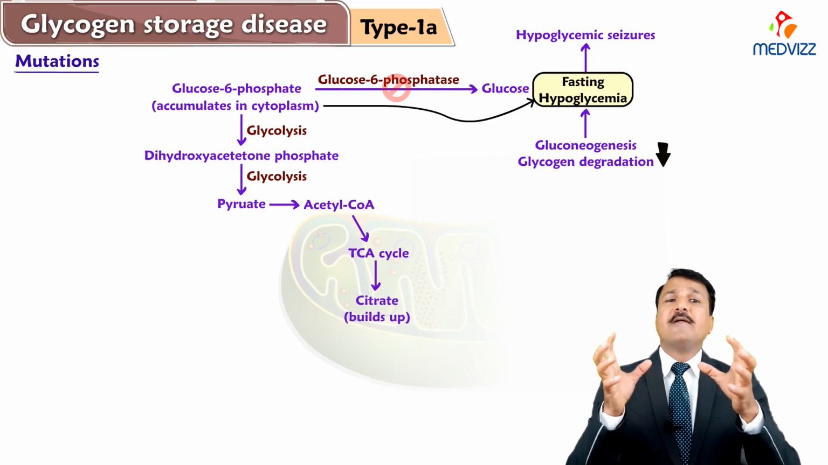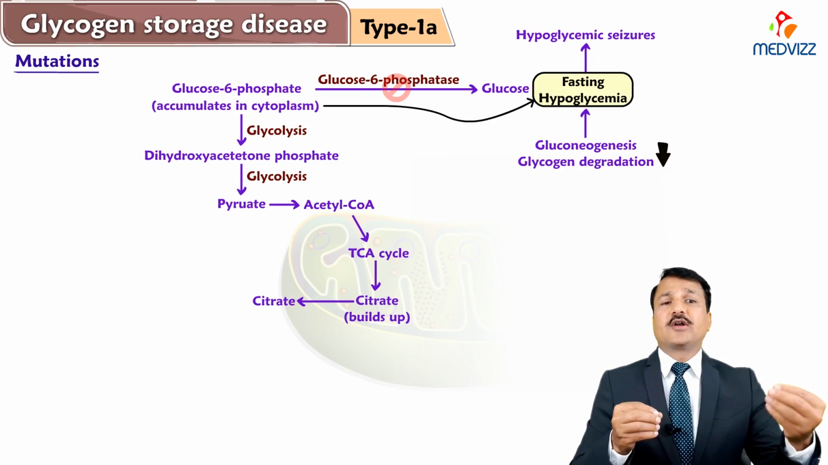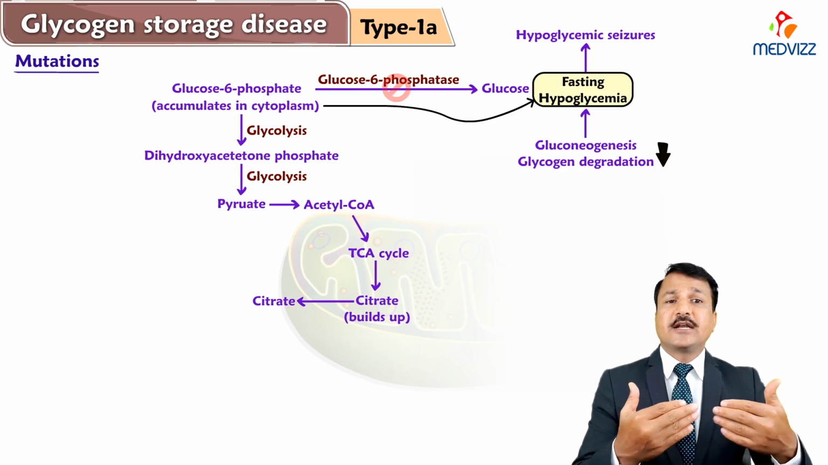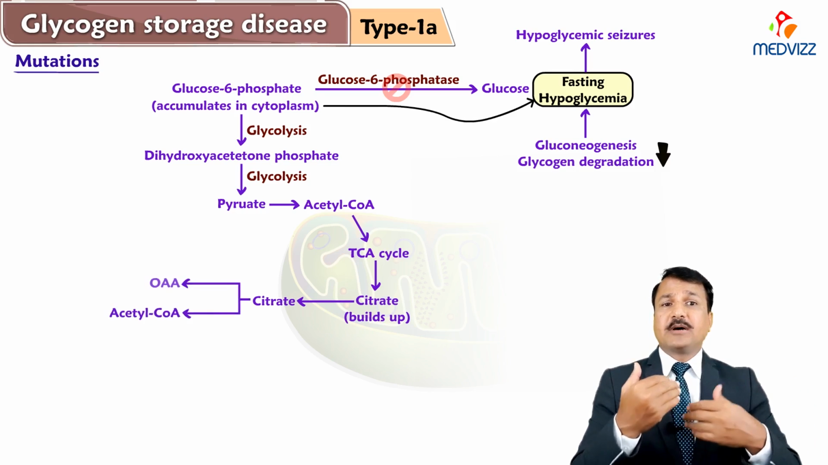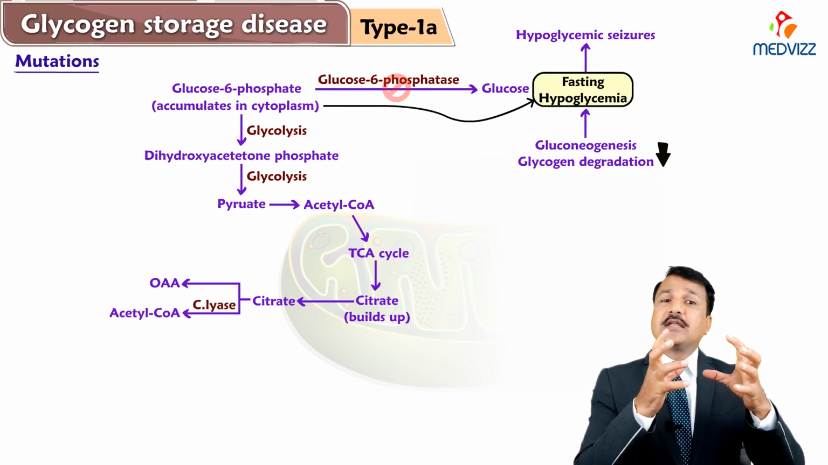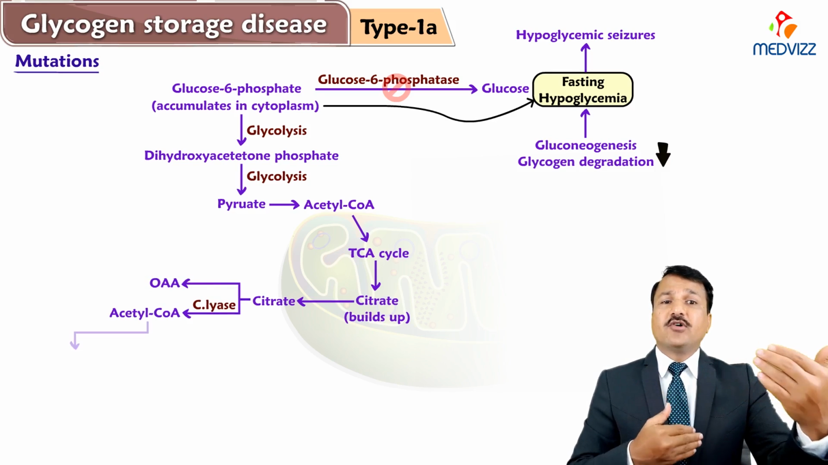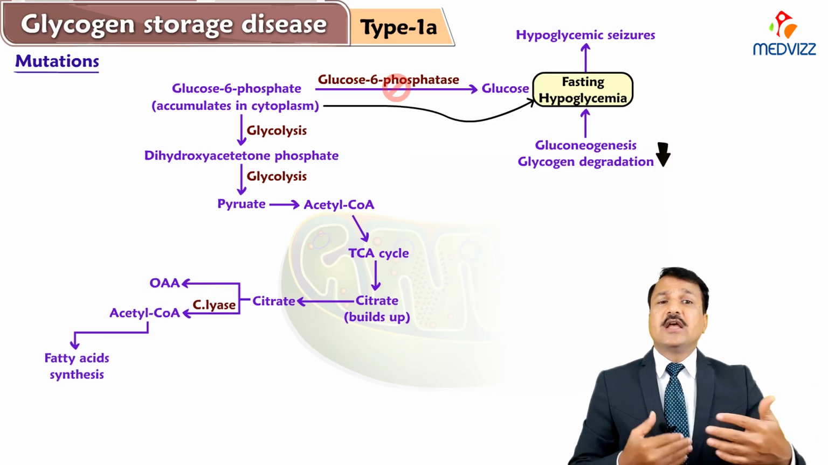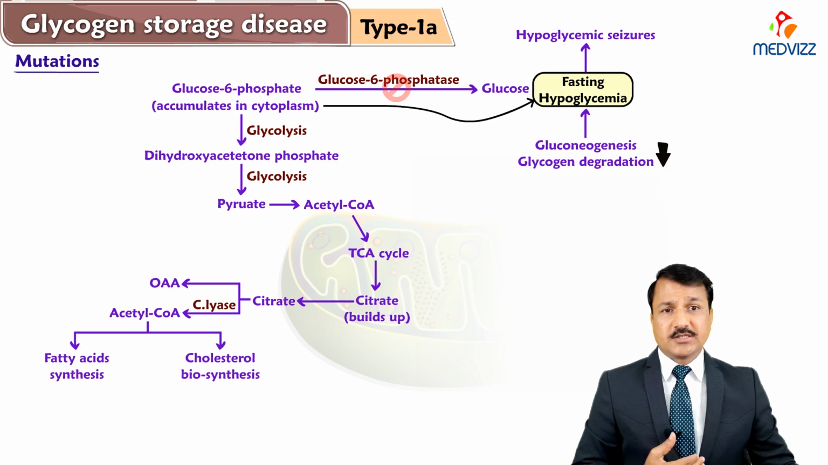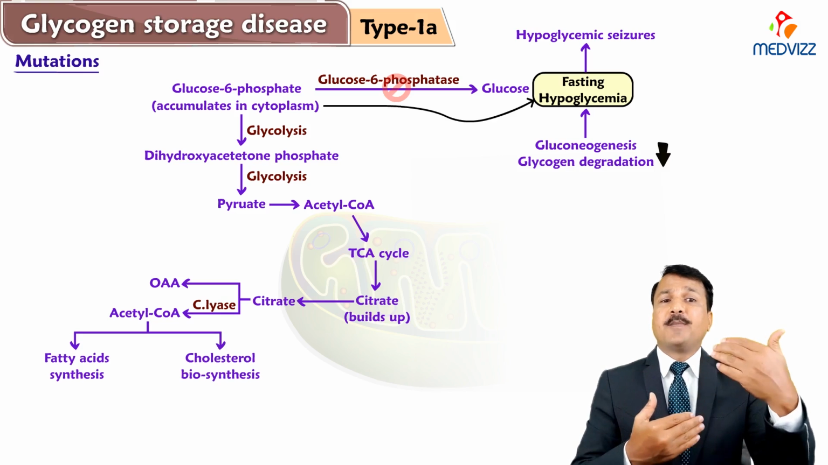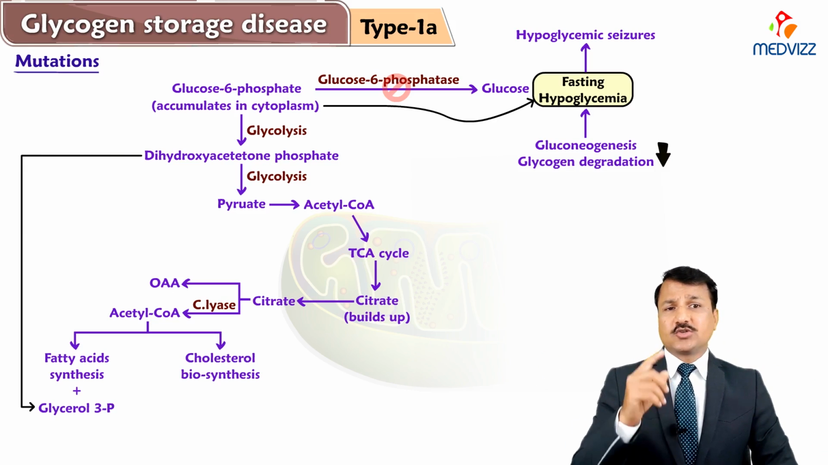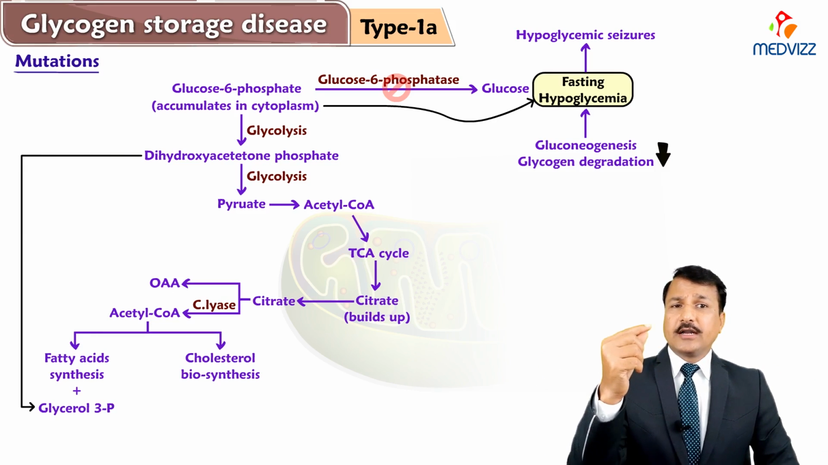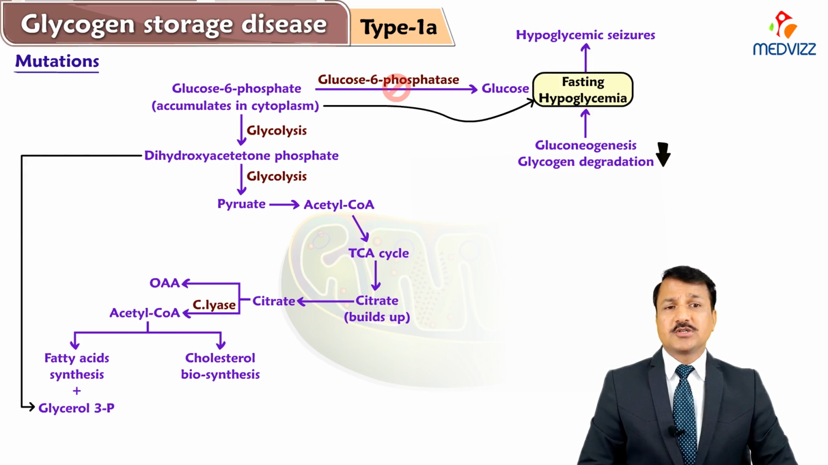the TCA cycle, citrate will move out of the mitochondria into the cytoplasm, and in the cytoplasm, citrate breaks into acetyl-CoA and oxaloacetate by the citrate lyase enzyme. The acetyl-CoA there is diverted into fatty acid synthesis, and into cholesterol biosynthesis, and the fatty acid can combine with glycerol 3-phosphate that can come from dihydroxyacetone phosphate. As I told you, dihydroxyacetone phosphate is one of the intermediates in the glycolysis process.